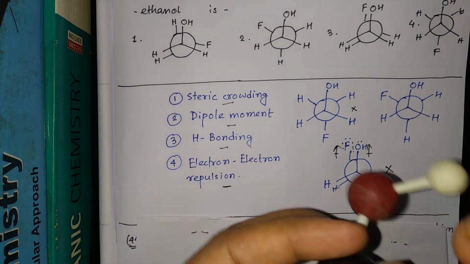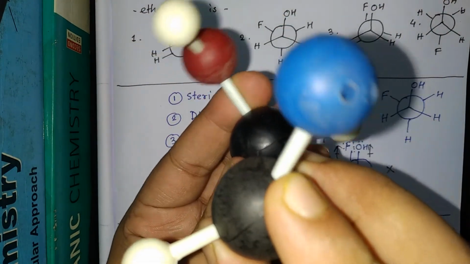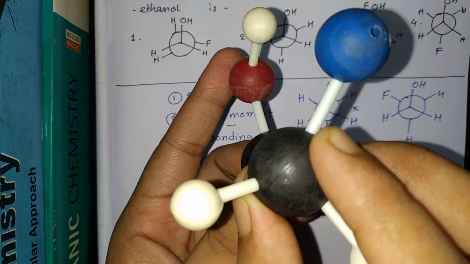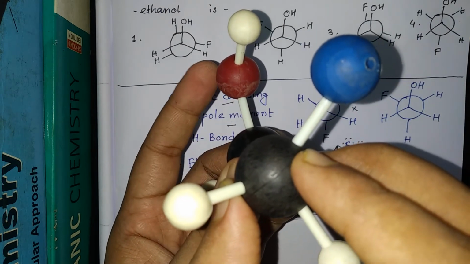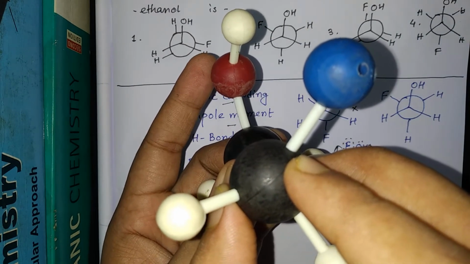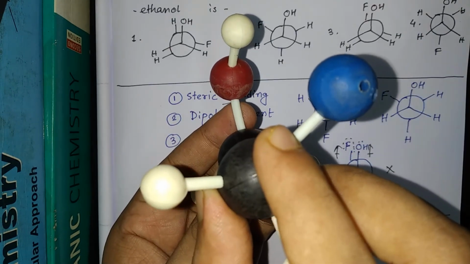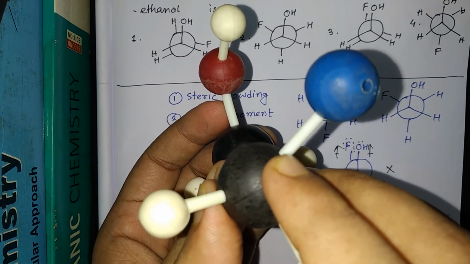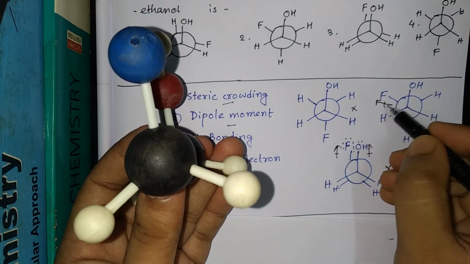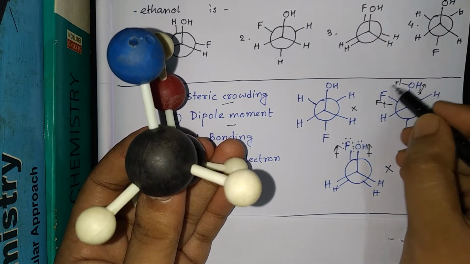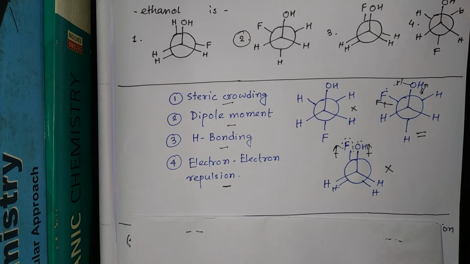Now we come to this conformation, which is the gauche conformation. Here you can see the OH hydrogen can make a hydrogen bond with the fluorine. So hydrogen bonding is possible, and it can avoid the electron repulsion between the OH and the fluorine. Also the dipole moment vector is somewhat less because both are not exactly in the same direction. So this is the most stable conformation. Option number 2 is the most stable conformation.